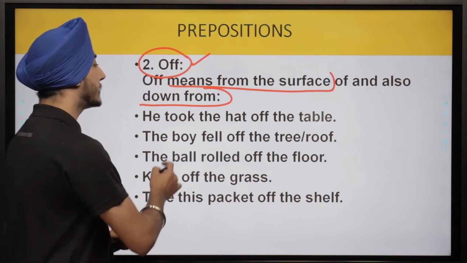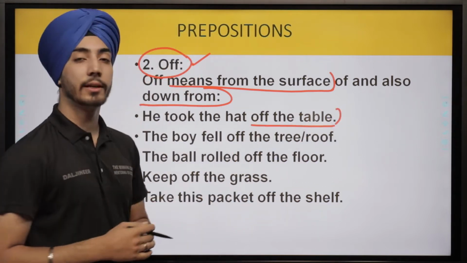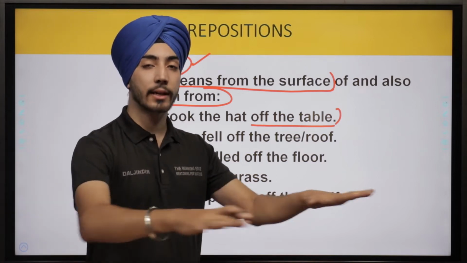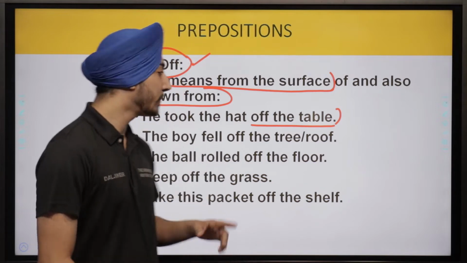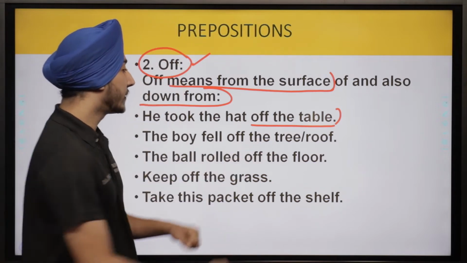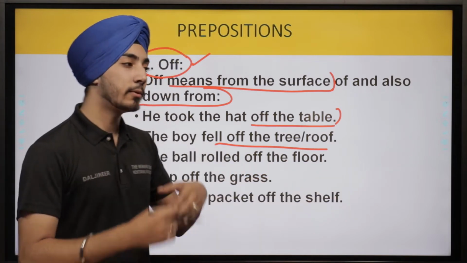जैसे कि let's look at these sentences. He took the hat off the table. ठीक है? उसने hat को टेबल से हटा दिया. Now table is like working like a surface, है ना? Horizontal thing कोई भी चीज होती है तो उसे हम surface बोलते हैं, right? The boy fell off the tree. अब fell off the tree. Now tree is not a surface, tree is not horizontal, है ना? But वो tree से नीचे गिर गया.